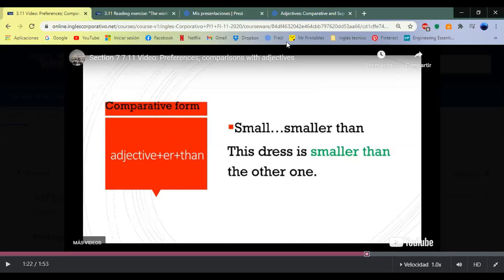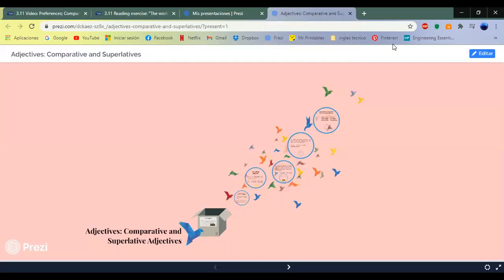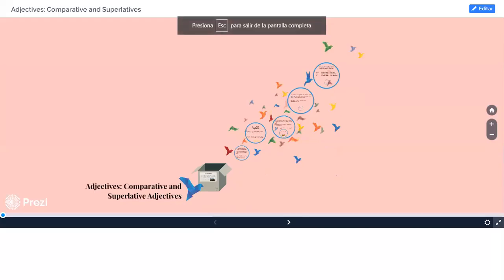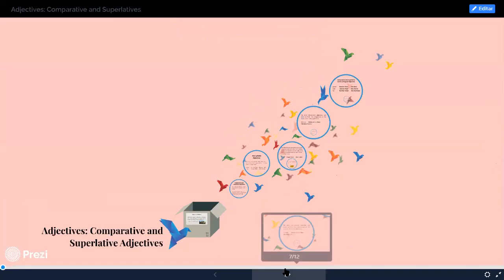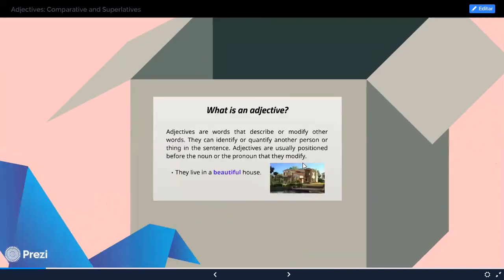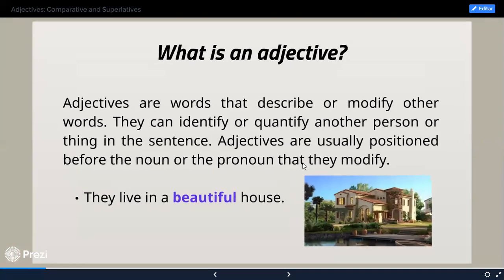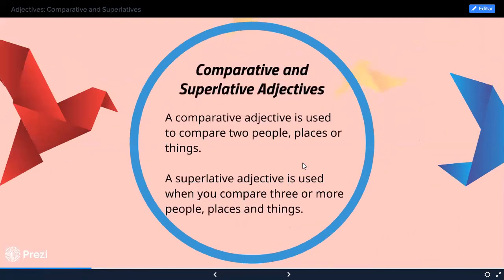And if you remember yesterday, do you see the presentation on screen? Yes? Okay, thank you. So I'm going to go to this presentation right now. Yesterday, if you remember, we talked about what an adjective is. And we also mentioned when we are going to be using comparative, okay? We said that comparatives are going to be used when we compare two people, places, or things, okay?